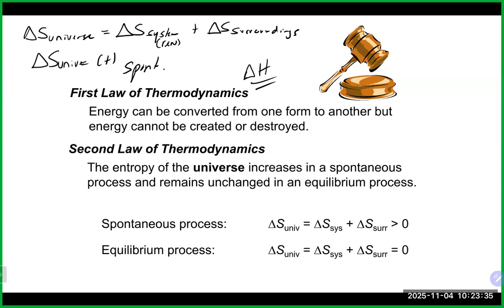If you end up with a delta S of the universe that's negative, then a non-spontaneous process is what you're looking at. And if you calculate the delta S of the universe and it equals 0, then you are at an equilibrium process, and things remain unchanged. In an equilibrium process, the rate of the forward and reverse reactions are equal to each other. There is no net change happening on either side, and everything is going to maintain where it's at.